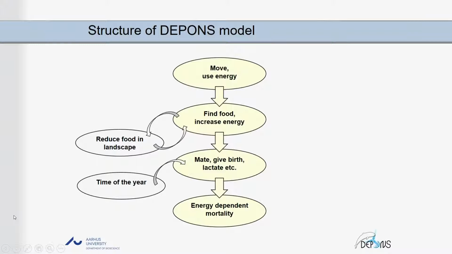So the DEPONS model, how does that work? This is a very crude outline of a model that is many thousands of lines of computer code long. If you start in the very top oval up there, the animals move through the landscape and use energy. They move just like the animals do in nature. So we have acquired a lot of data to make sure that they do this realistically as in the North Sea.